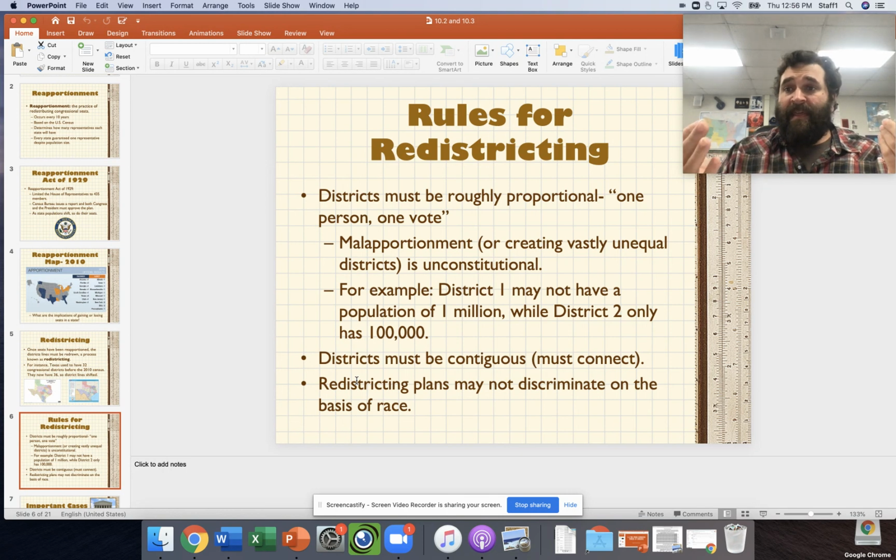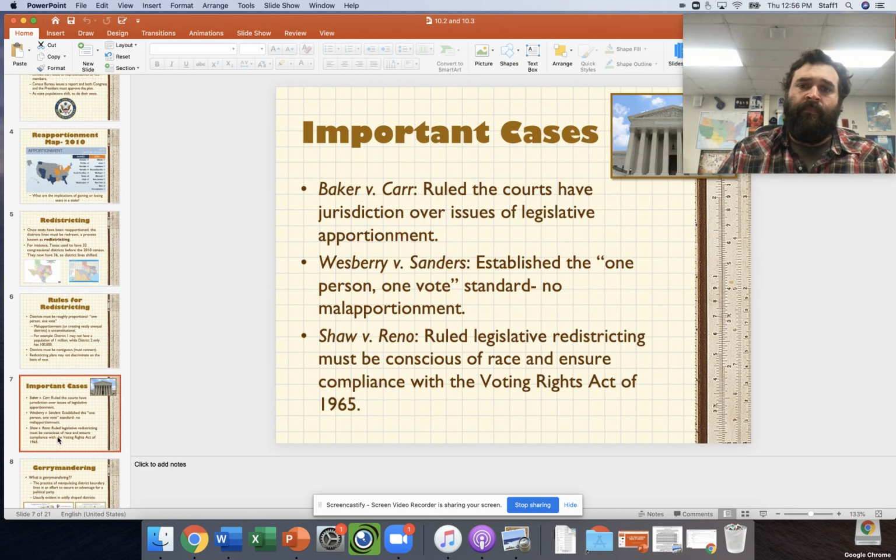And then the other piece of this is that they can't discriminate based on race. Now, that's always a tough one because there are a lot of ways that race discrimination happens, and it's not always so overt. So there are a few cases that have decided law on this.